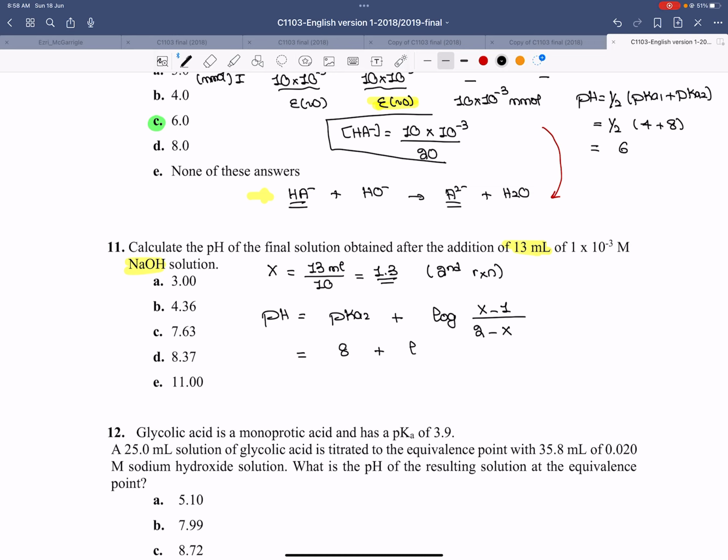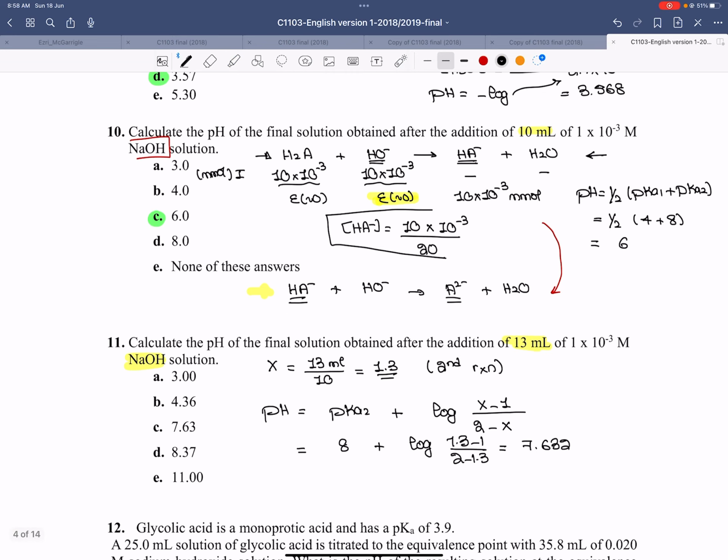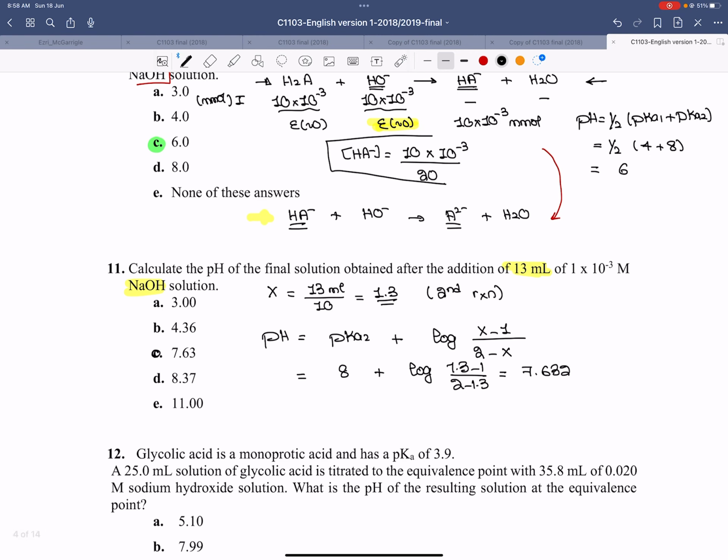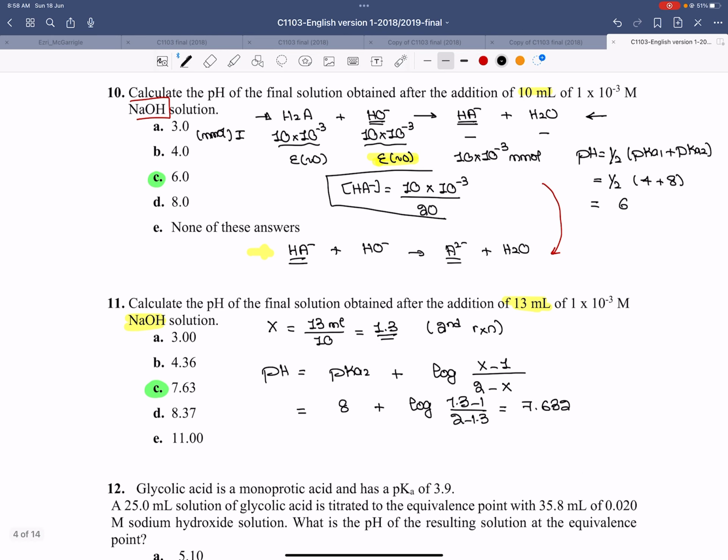8 plus log (1.3 minus 1) divided by (2 minus 1.3), you will get your pH, which is 7.632. Very easily, without having to go through these equations that we saw in number 10. So it's 7.63. No, sorry. The second method to do this is to do the same that you did in number 10, okay?